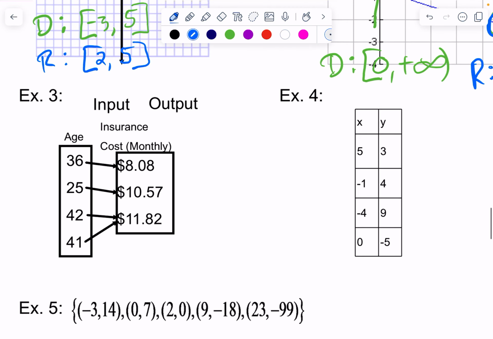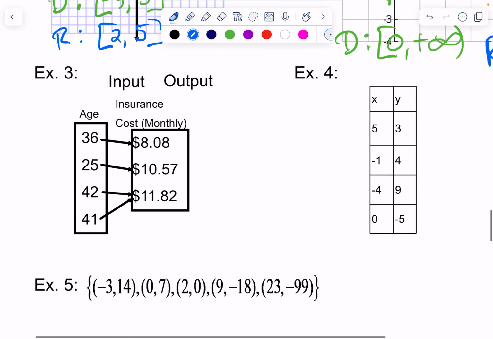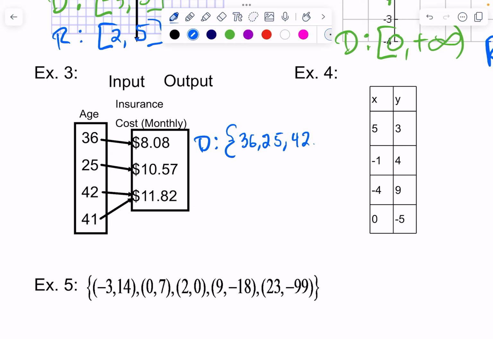Let's look at this input-output table. Okay, let's look at the domain here. In this particular case, they give you a specific set of x values and a specific set of y values. So my domain for this particular example is going to be the ages. So we're going to make a little brace here, and it's going to be 36, 25, 42, and 41. No, you don't have to write it in numerical order, but you can if you'd like to.